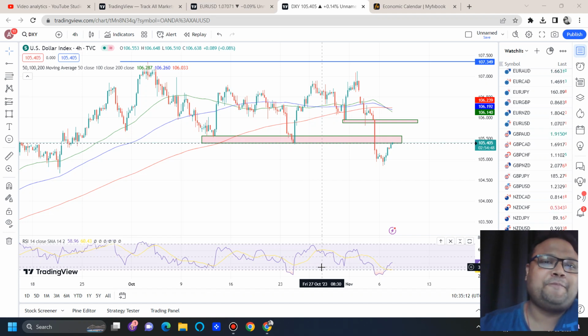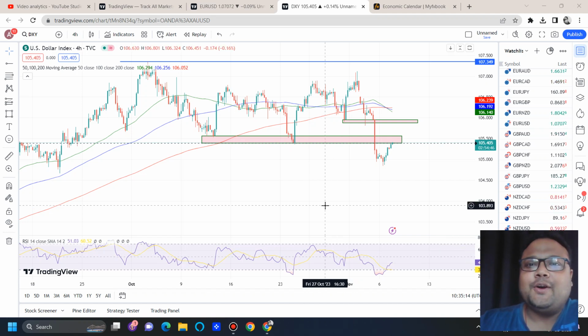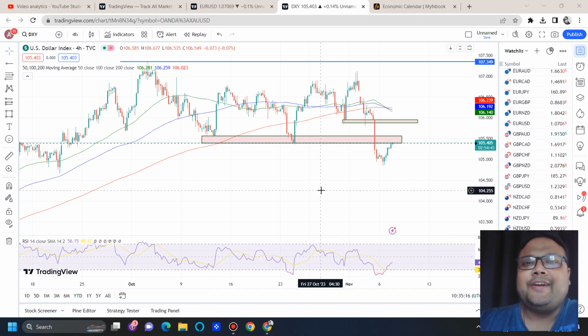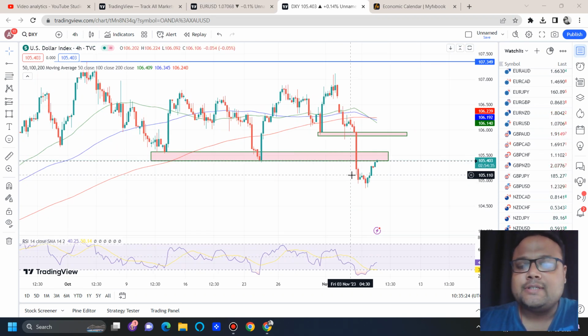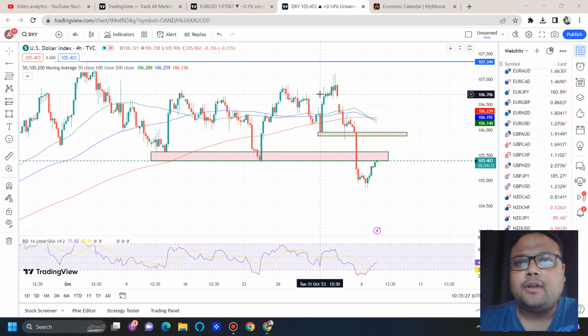So let's get started. My dear friends, after the market opening, we saw that the dollar index is trying to recover. Yes, we can see the dollar index has entered the resistance zone also. So let's try to understand step by step. First of all, at the time of closing, the dollar index was under selling pressure.